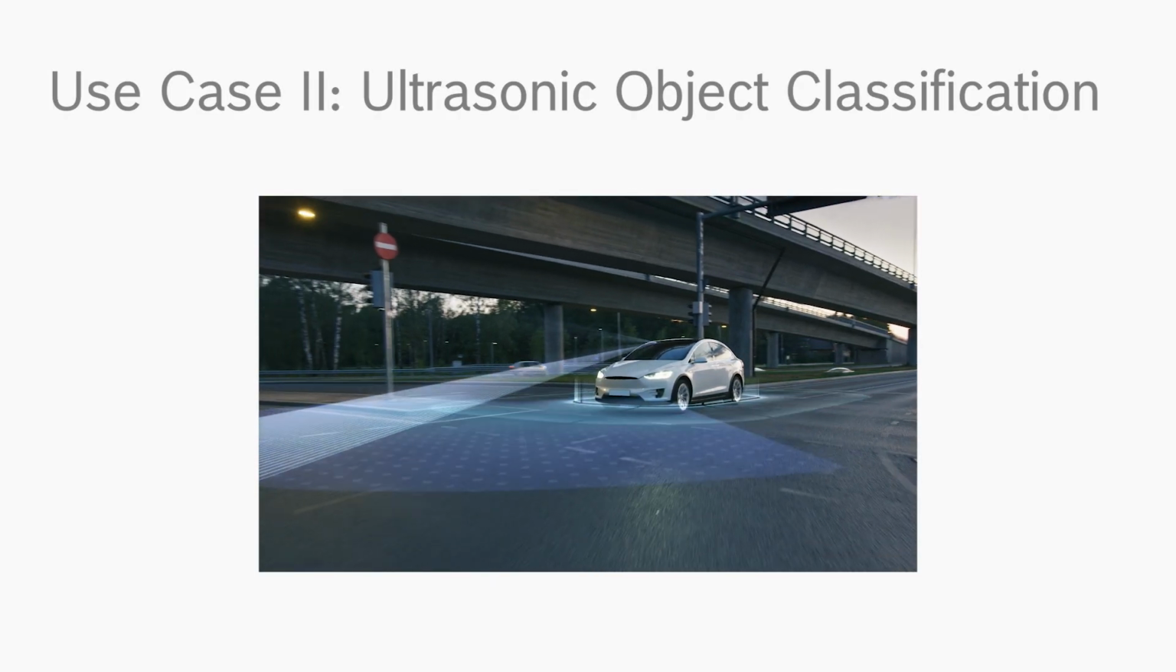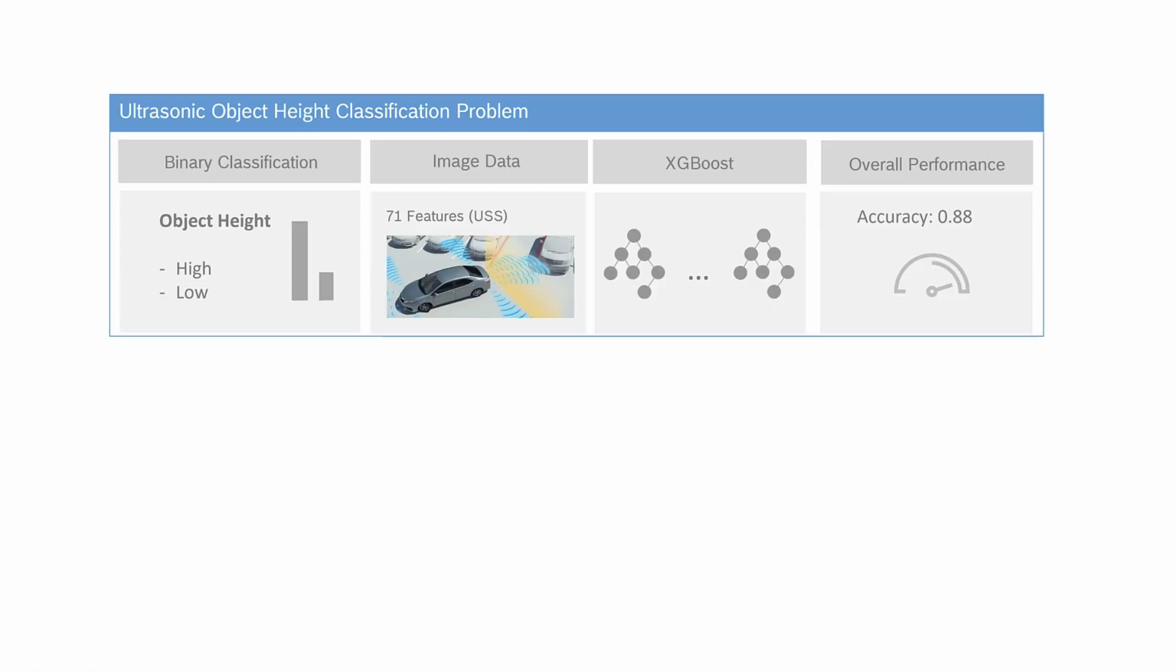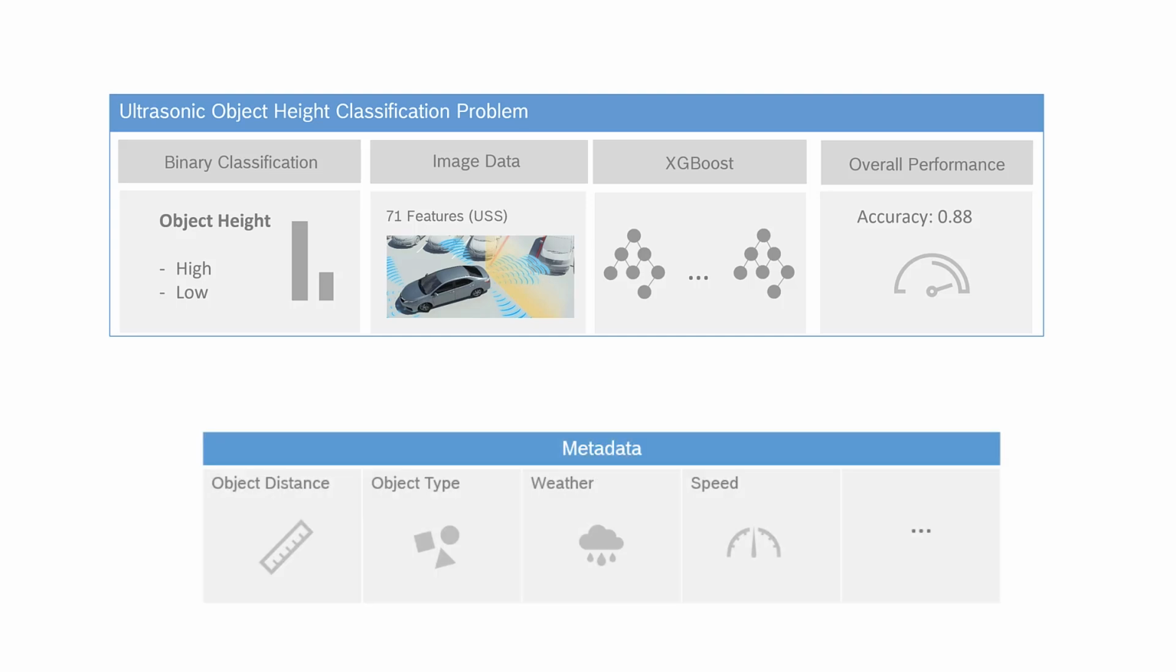Use case 2, ultrasonic object classification. As a second example, we show how SliceTeller can be used to improve perception models for autonomous driving from a real business partner. The goal is to train a robust model to classify object heights, high or low, with ultrasonic sensor data. We trained an XGBoost model on the sensor data, obtaining an overall accuracy score of 0.88. The product requirement is to ensure the model is robust towards specific sensor and environmental conditions. Every data point has associated metadata, including object distance, object type, weather, and so on. We use the metadata to investigate the model with SliceTeller.